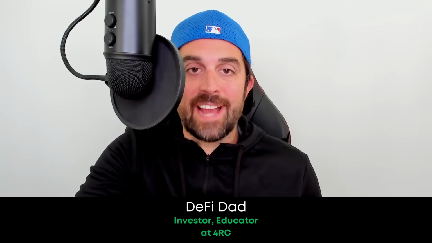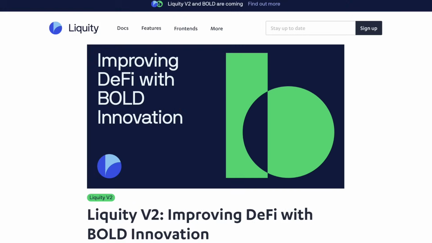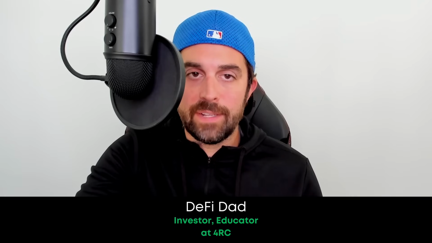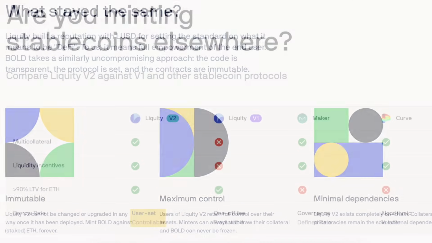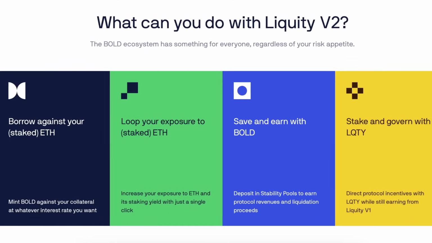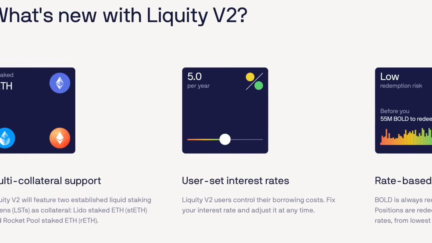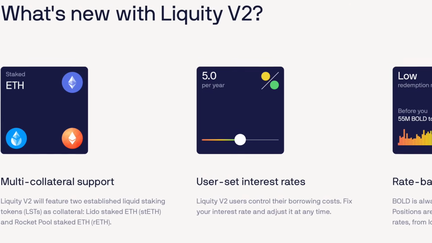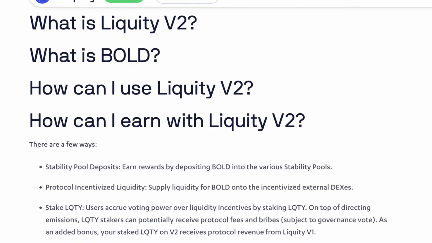Welcome to the Edge Podcast. I'm DeFi Dad here with Nomadic from 4RC. Today's show spotlights Liquity V2. In this episode, we get a preview of how Liquity V2 builds upon the foundation of Liquity V1, introducing a more capital-efficient borrowing design with several innovations, including user-set interest rates, support for LSTs in addition to ETH as collateral, and a new sustainable real yield mechanism.